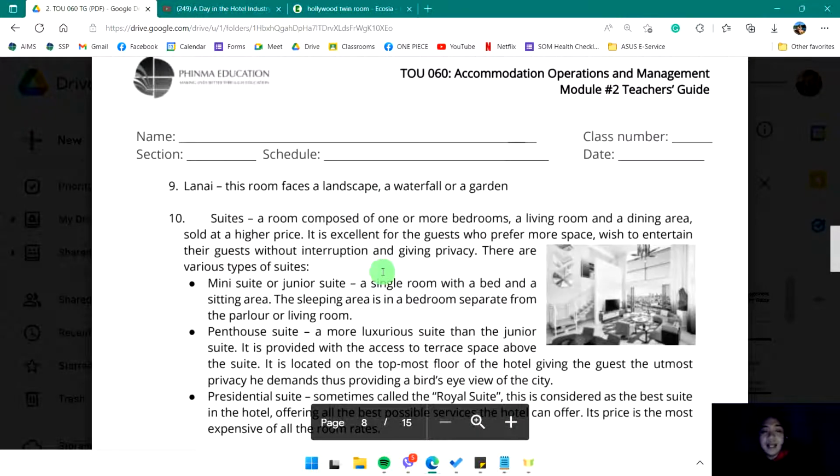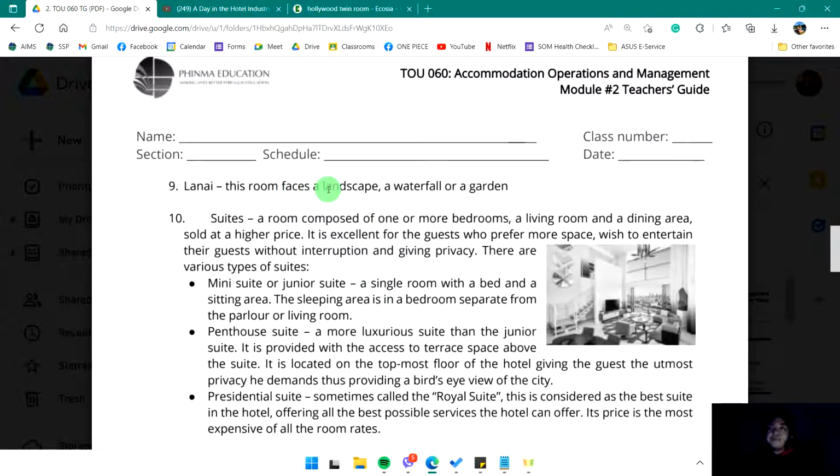Next is lanai. Lanai naman, if we are talking about cabana that faces the front of a large water body, here in lanai, we use landscapes naman or waterfall or a garden yung harap niya. So yan, pag garden view yung room mo, or something na landscape man yan, magandang tanawin, it's considered as lanai.